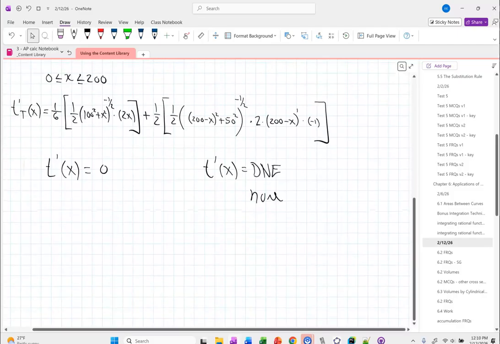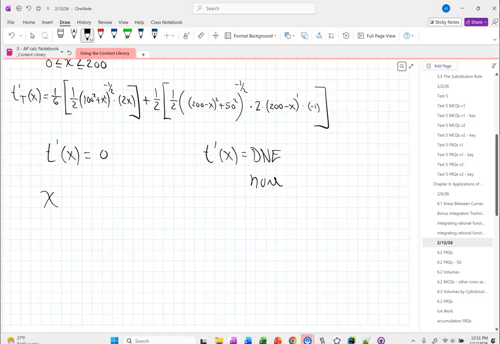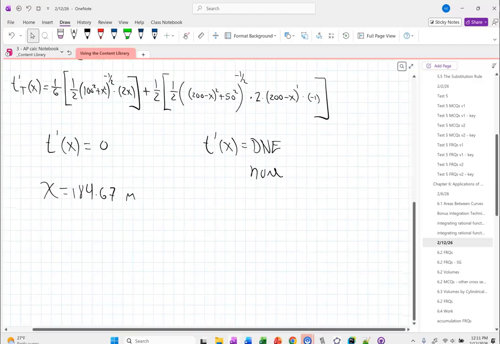It's okay? All right. So when I do that, I got to look up what this number was again. There it is. So I got about 184.67. And again, those are going to be meters. It's the only critical point inside the domain from 0 to 200. Okay? Do I know that's a maximum, or do I know that's where the maximum or minimum time occurs? I don't, because what else do I have to check? The endpoints.